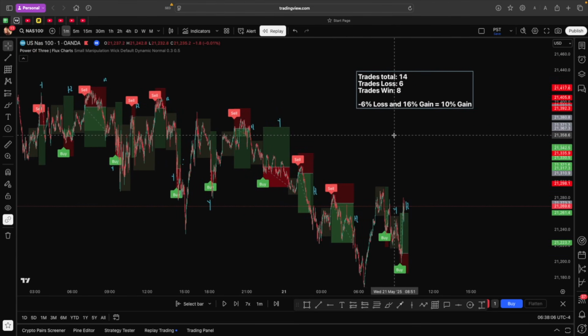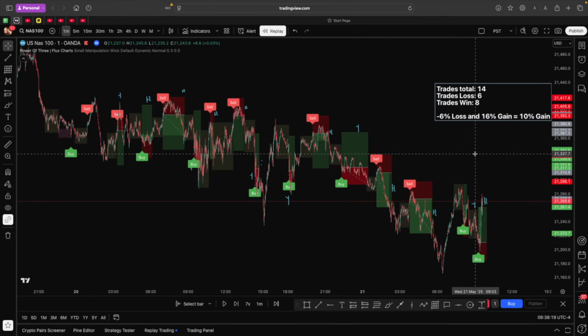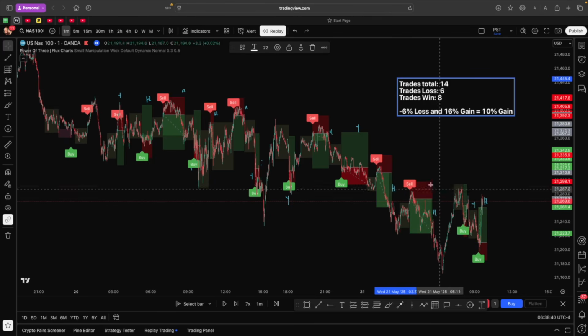So if we have minus 6% plus the 16% gain, that gives us a total of 10% gain. So on $10,000, that's $1,000. On 100,000, that's $10,000. On a million, that's $100,000. So if you are a funded trader and you have these prop firm accounts, 10% gain over 14 trades, that's not bad at all.